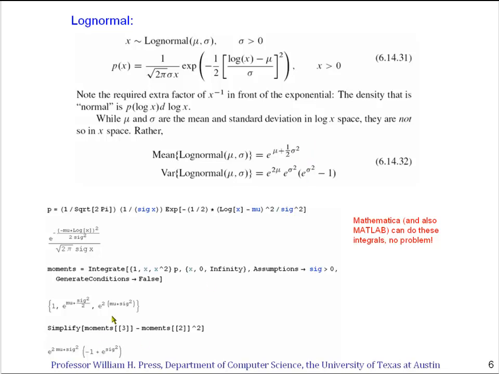And then the second moment, which is not the variance, because remember, the variance is the mean of the square minus the square of the mean. So let's work that out. Moments 3, that is to say the third component of our answer here, minus moments 2 squared, that's the square of the mean, and simplify it, and lo and behold we get this formula, which if you look at it is exactly this formula.